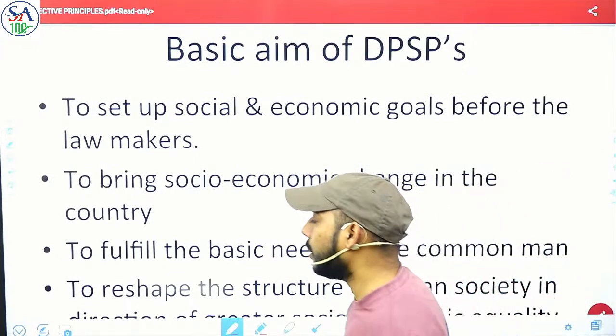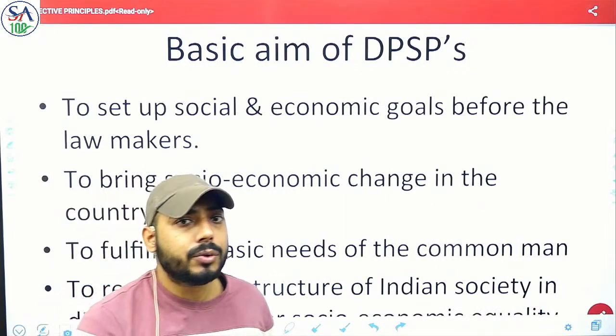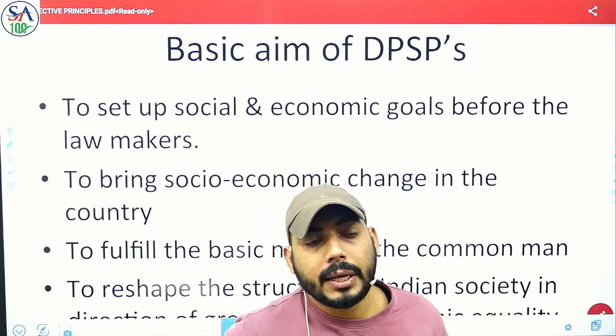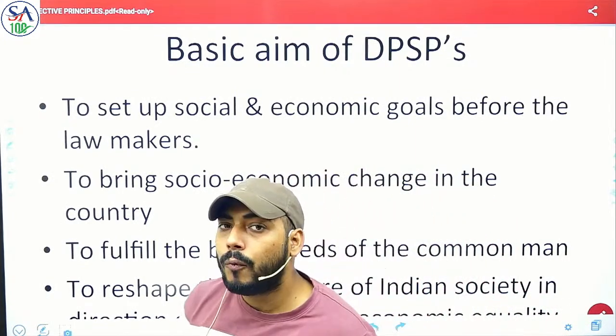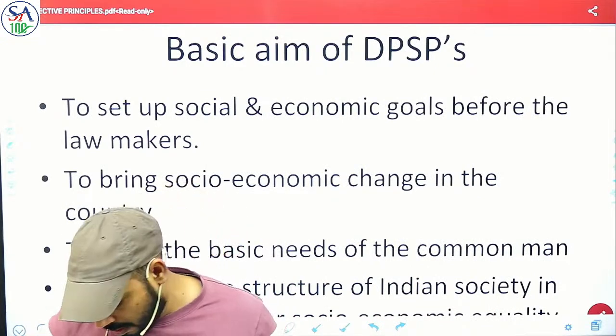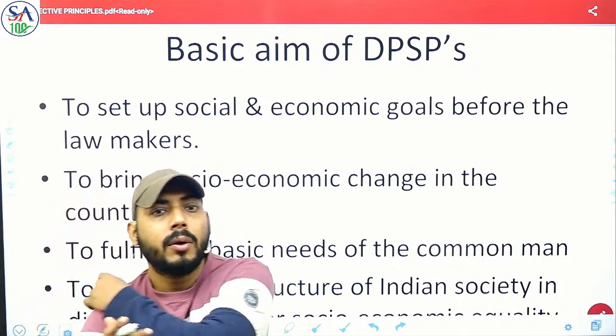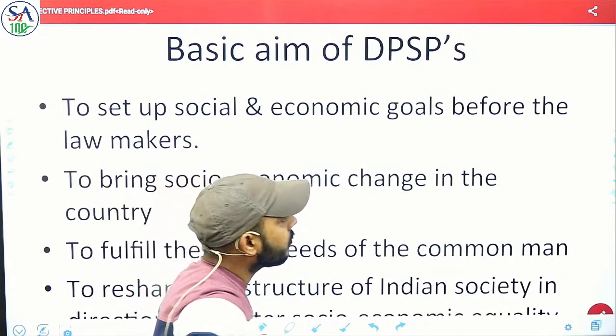Now we have seen different features and development of the concept of DPSP in the Indian Constitution. Now we will look into the basic aim and objective of DPSP. Why we are focusing a lot on DPSP. Let's start.